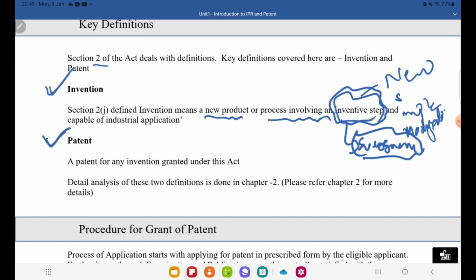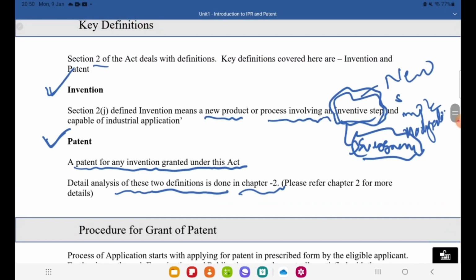And the next one, what is patent? There is a standardly accepted definition for patent: a statutory privilege granted by the government to an inventor, right? But in this Act, a patent is defined as a patent for any invention granted under this Act. So wherever a patent is granted in this Act, it is called a patent. A very simple definition here, but the widely used definition we already discussed. For a detailed analysis of the two terms, you can refer to the chapter 2 videos on patent.